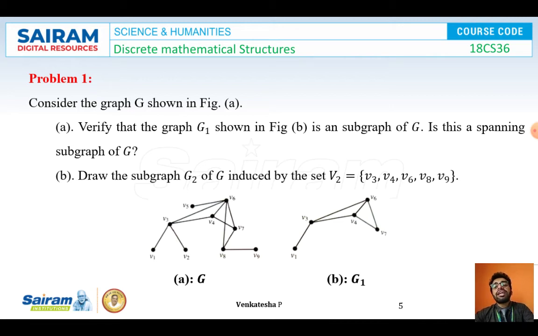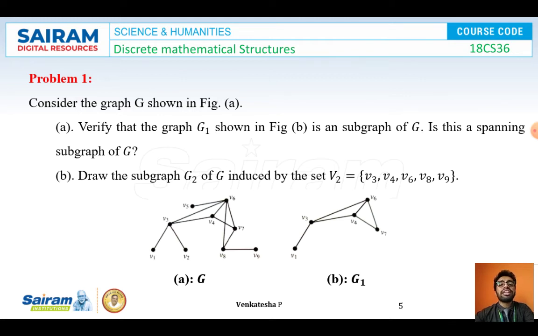We can see that the graph G has 9 vertices, V1 to V9, and graph G1 has 5 vertices, V1, V3, V4, V6, V7, and all the edges are contained in the graph G also, and the vertex set V1 of the graph G1 is also contained in the graph G.